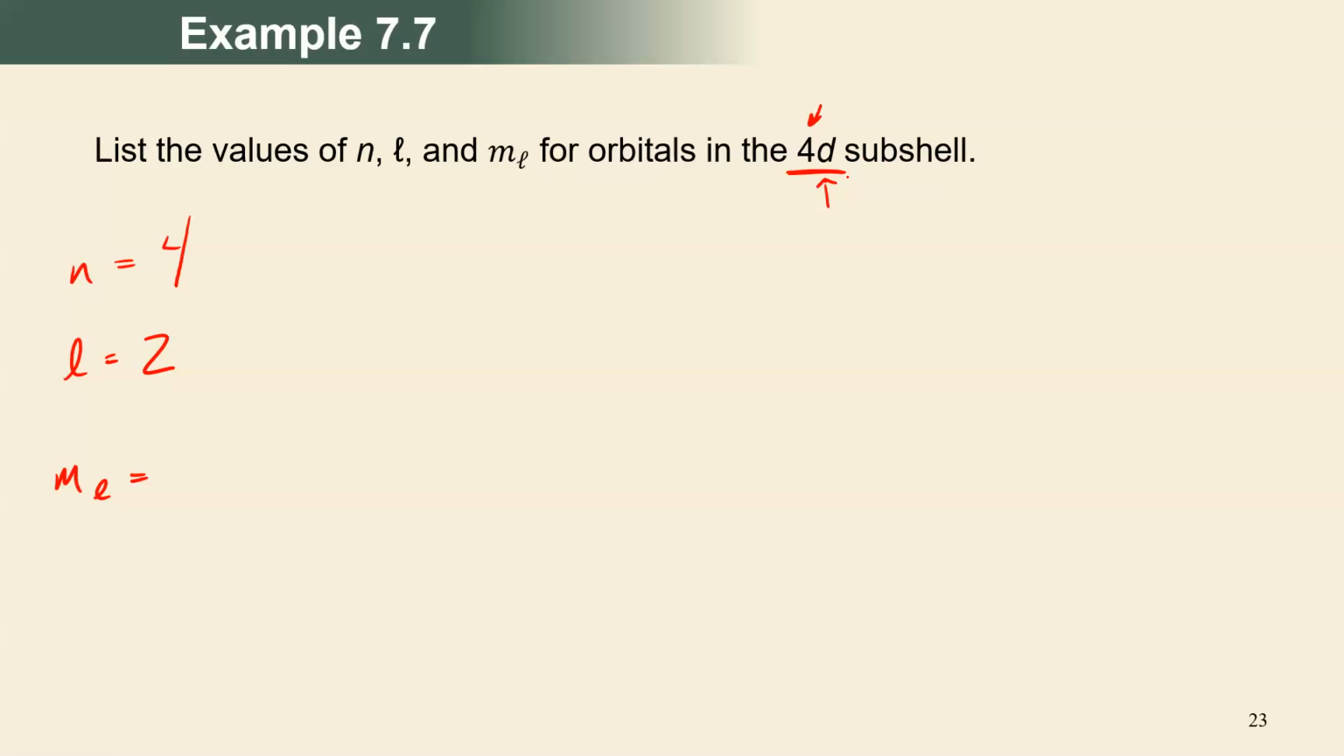Now, because it only gives us information about the subshell and not about the orbital, what values of m sub l are possible?